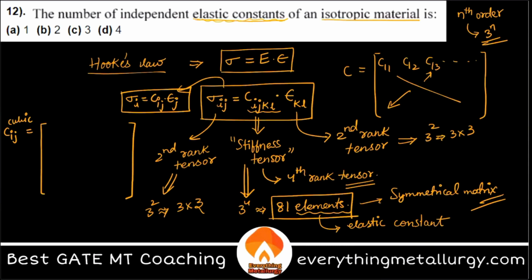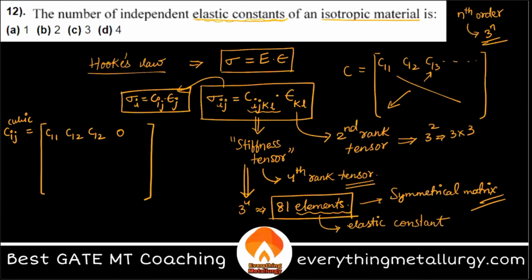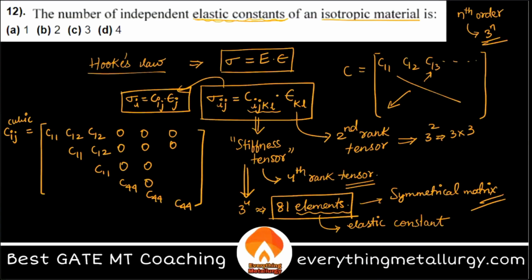So we have three independent constants, C11, C12, C12, 0. Actually it's a 6 by 6 matrix, so let me try to fit it in over here. Okay, that's fine. So we have C11, C12, C11, and we have C44 over here. These are different terms that you have to know, and each of them is called an elastic constant.